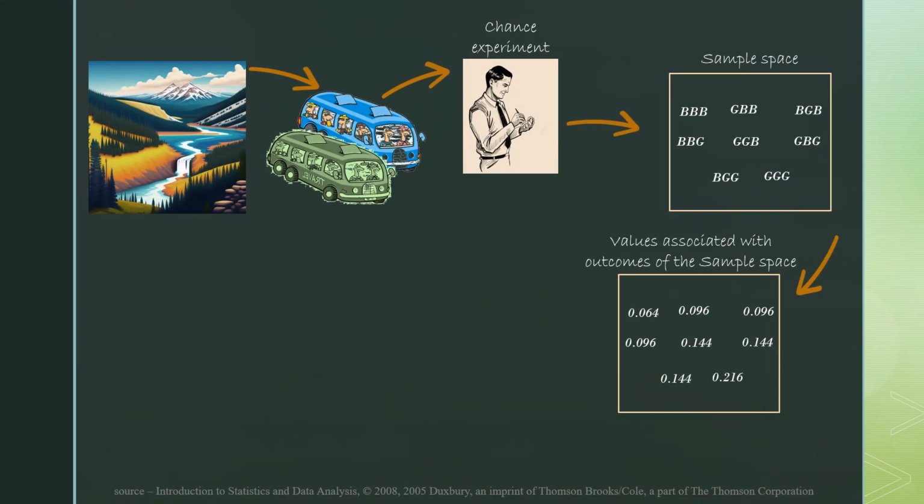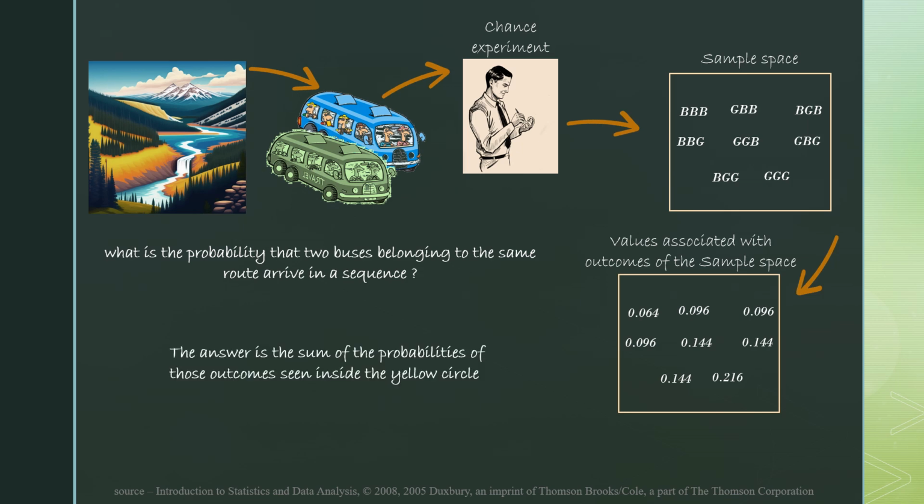This association of numerical values enables the evaluation of the result for the current experiment. That is, what is the probability that two buses belonging to the same route arrive in a sequence? The answer is the sum of the probabilities of those outcomes seen inside the yellow circle, which equals 0.76. Thus, we see the need to associate numerical values with outcomes, even where it is not the case, to arrive at the analytics.